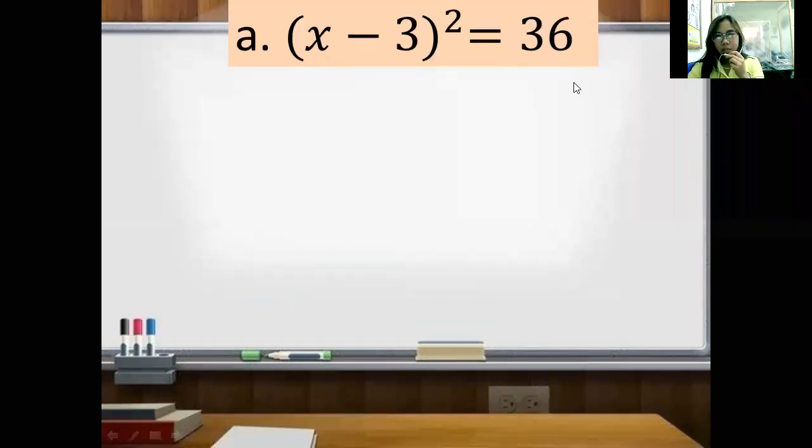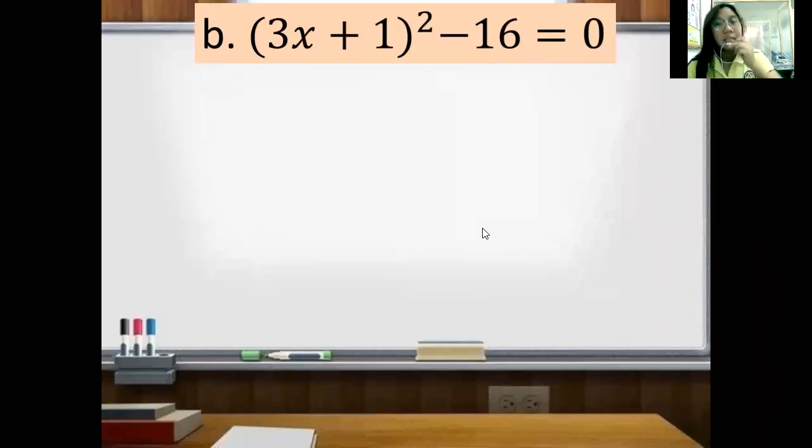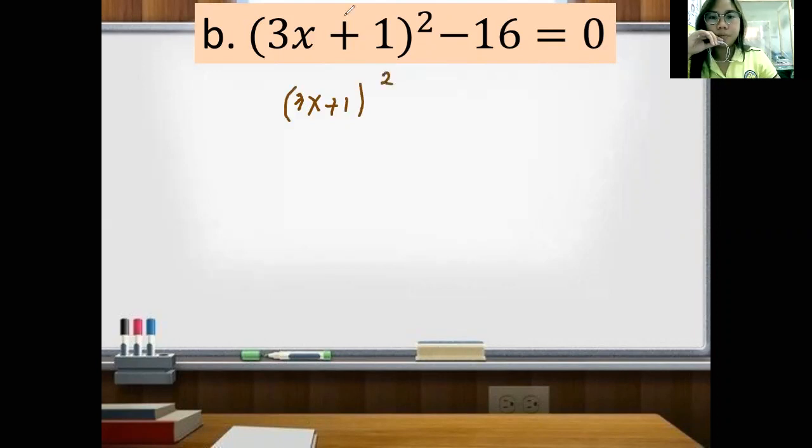Okay. Next, we have the square of 3x plus 1 minus 16 is equal to 0. So, ma'am, how about this one? So, the square of 3x plus 1 minus 16 is equal to 0. Same thing. Whether addition or subtraction, we will do the same. So we have 3x plus 1. So let's write it down first. So 3x plus 1 squared minus 16 is equal to 0.